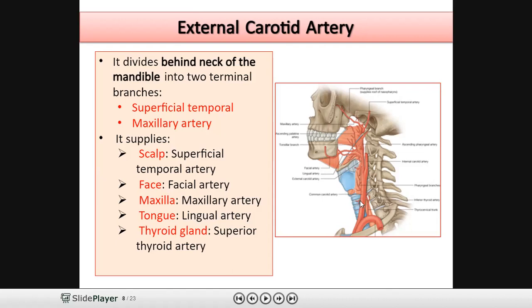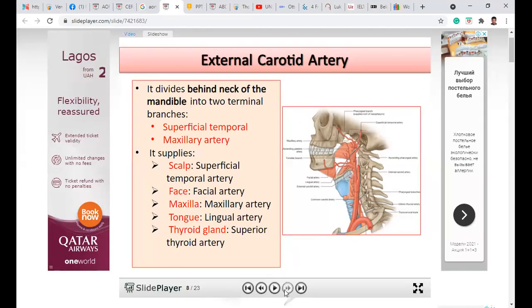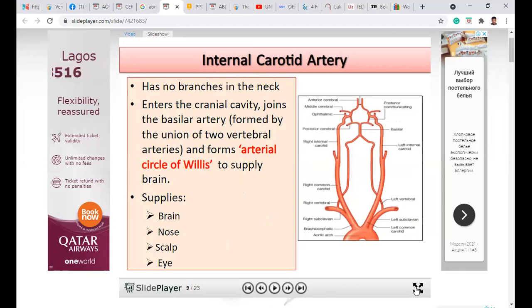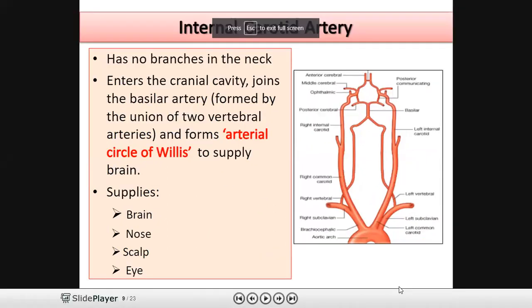Okay, it is labeled here. Oh no, they labeled only the inferior thyroid artery. So this is the inferior thyroid artery. The superior thyroid artery is supposed to be around here, supplying the thyroid gland. Okay, let's go ahead and see the other branches. Okay. So let's look at the internal carotid artery.